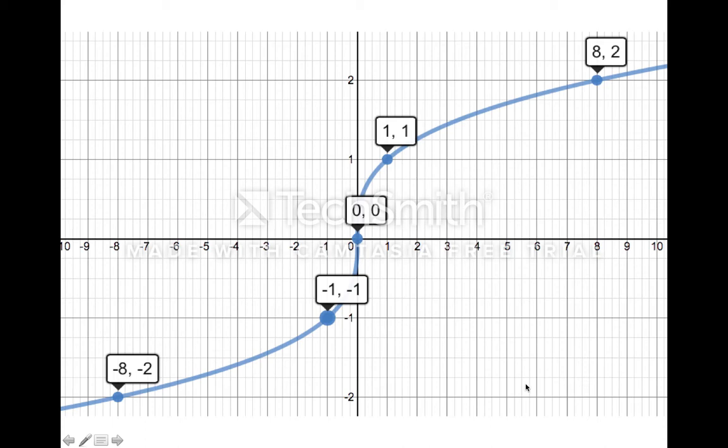How do you distinguish this graph from x cubed? X cubed was concave up in the first quadrant. The cube root is concave down in the first quadrant. X cubed was concave down in the third quadrant. The cube root is concave up in the third quadrant. You need to memorize this graph.